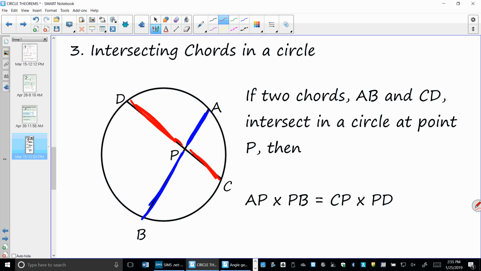The kind of situation would be they might say find x if this is 7, this is 11, and this is 2. Random numbers. So you would know that 2 multiplied by 11 would equal 7 multiplied by x, and you'd be able to find x. That's the kind of question that could come up.